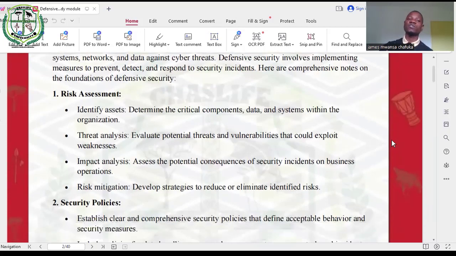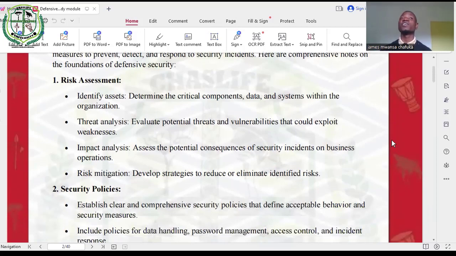And then another point on the risk assessment is the impact analysis. When you talk of the impact analysis, it is very important that you assess the potential consequences of security incidents on business operations. It is very important to analyze the impact before anything can happen.